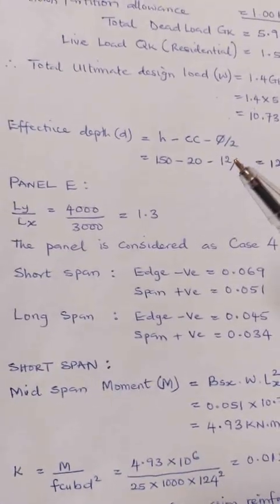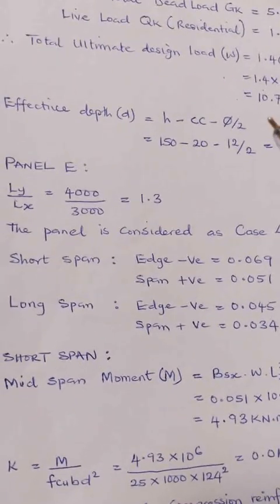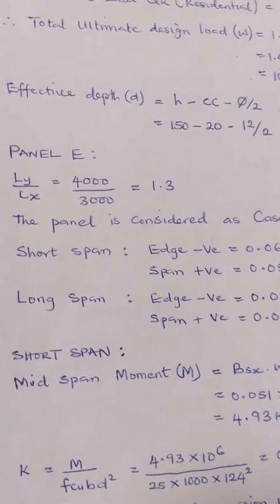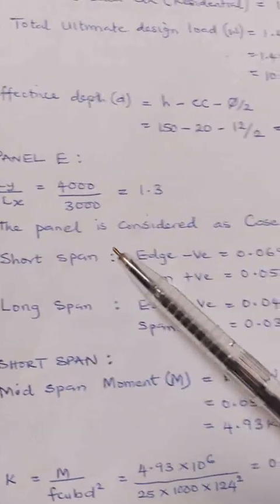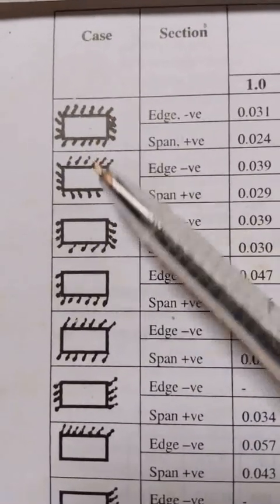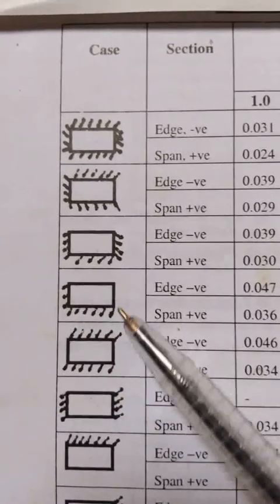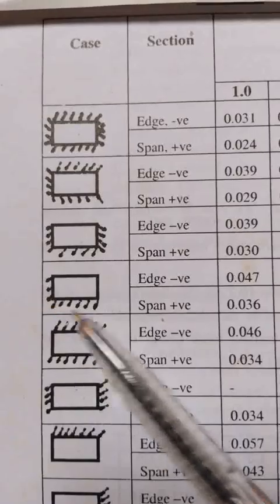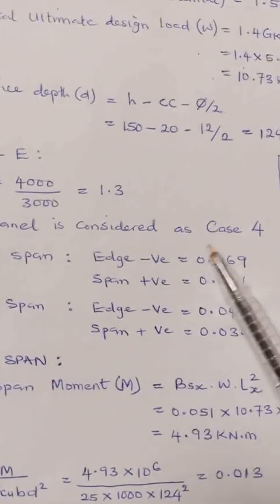Then you go back to that panel. That panel has two sides continuous and two sides discontinuous based on its position. So that is why we said the panel is considered as case 4. If you look at case 1, case 2, case 3, case 4, this case 4 has two sides continuous and two sides discontinuous. So this is the boundary condition that satisfies panel E.